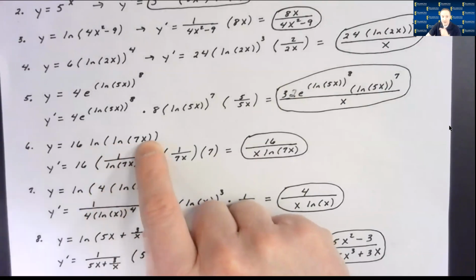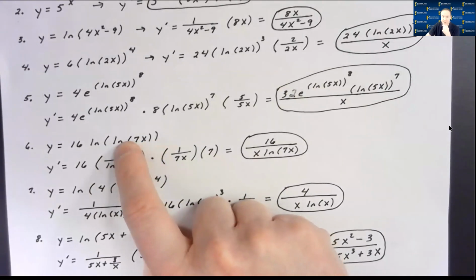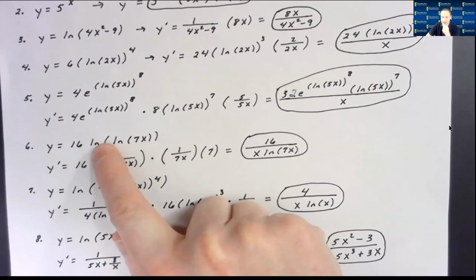For number 6, we have 16 times the natural log of the natural log of 7x. So I'm thinking of this as a function inside of a function inside of a function. I better be able to distinctly show the 3 layers of the chain rule in this problem. Otherwise, I've not accounted for my derivative.